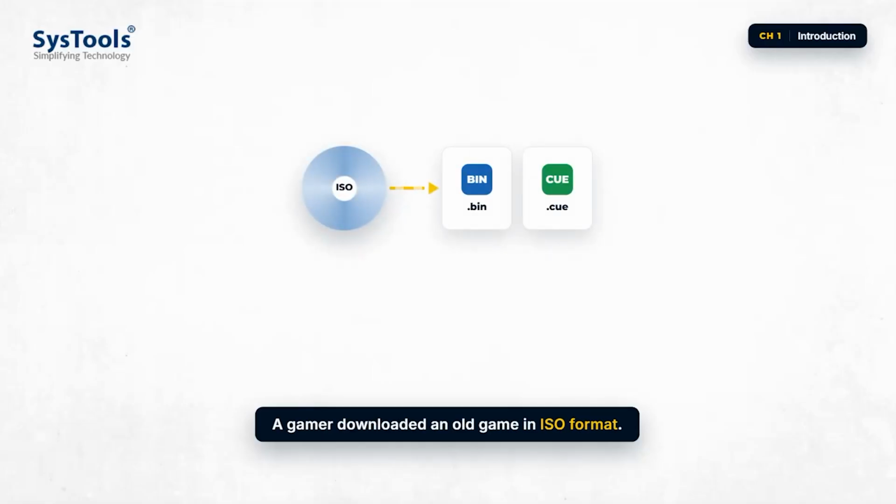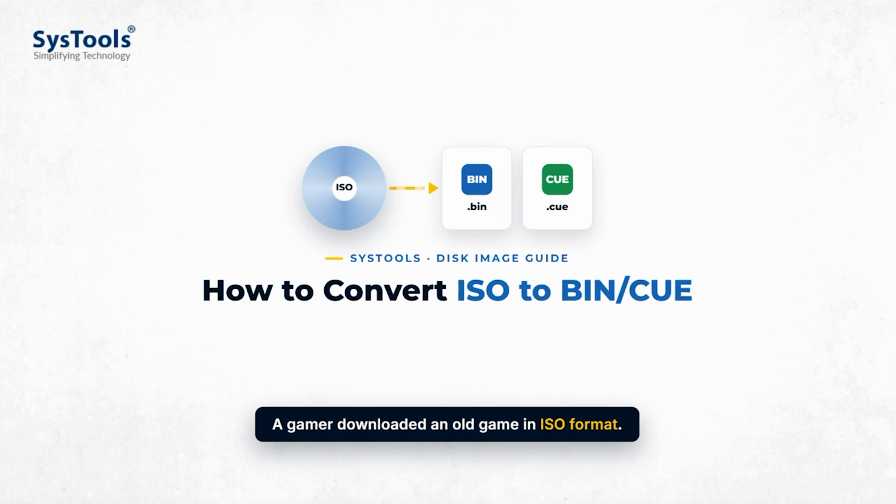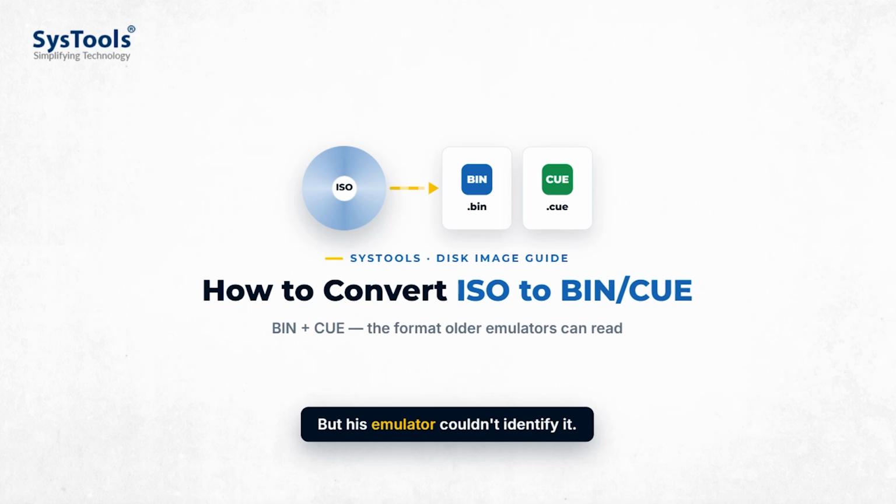Let me tell you about a gamer. He downloaded an old game in ISO format, but his emulator couldn't identify it, and his CD burning software didn't work either. After some searching, he found the game wasn't compatible with ISO. It needed bin and Q disk image formats. So he decided to convert ISO to bin and Q, and afterward the emulator recognized the game, and it worked flawlessly. In this video, I'll show you the reasons, and the best professional and manual solutions.